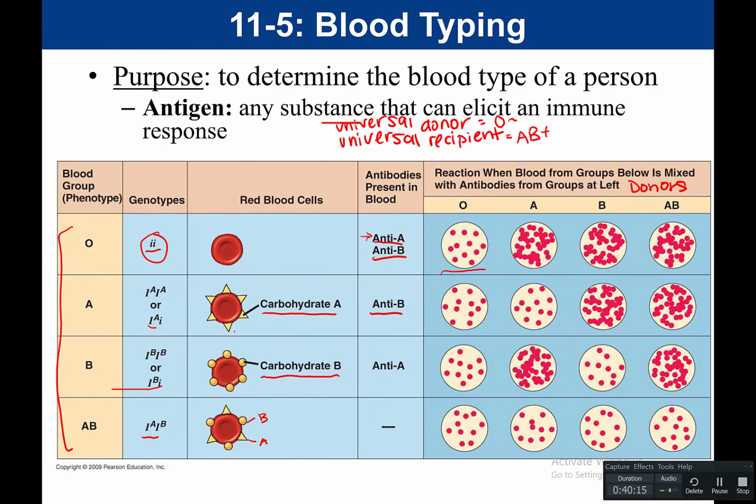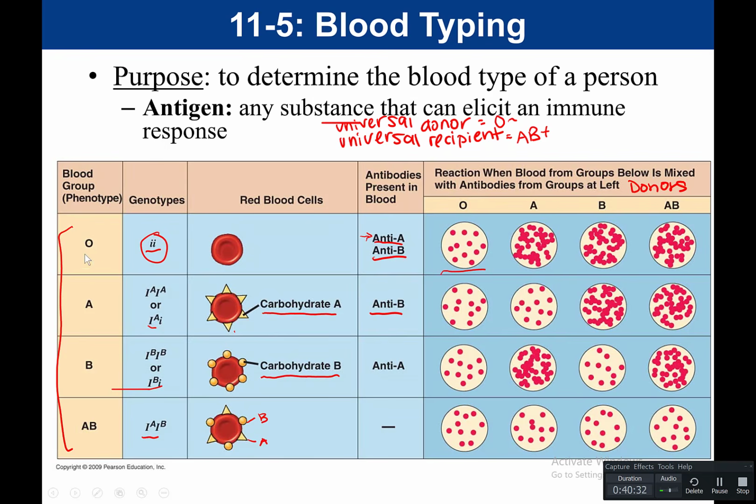So for blood typing, the purpose is to determine the blood type of a person. You want to know what an antigen is. You want to know, based on somebody's blood type, what that indicates about their red blood cells.